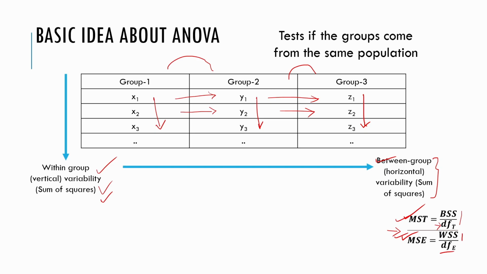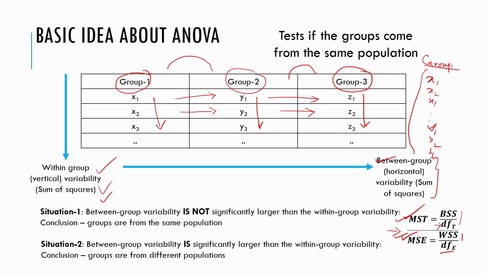But suppose the between group variability and the within group variability are not much different, that means they are almost equal to each other. Then we will say that although these are written as group 1, group 2 and group 3, they are basically coming from a single population. That means you can write x1, x2, x3, then y1, y2, y3 in a single column, and that will be one group only, where only some within group variability exists and the between group variability is not significant.